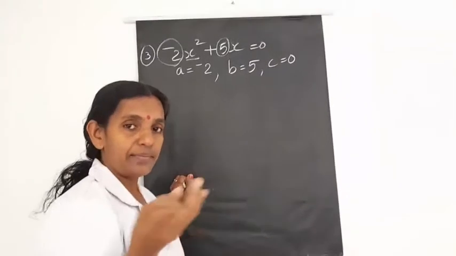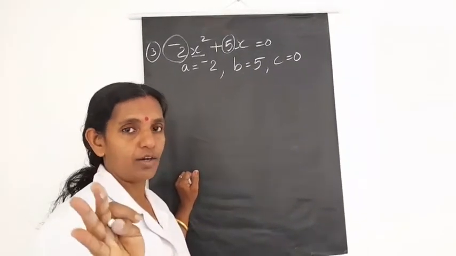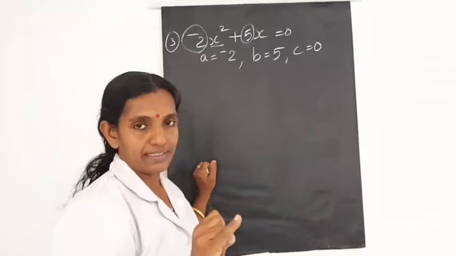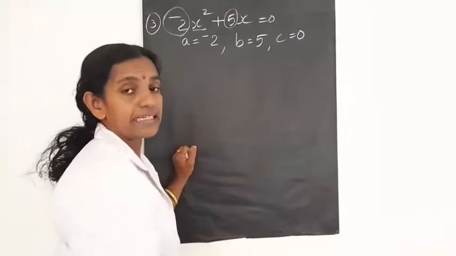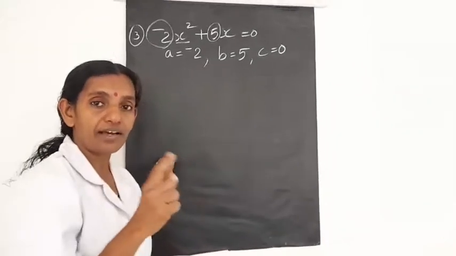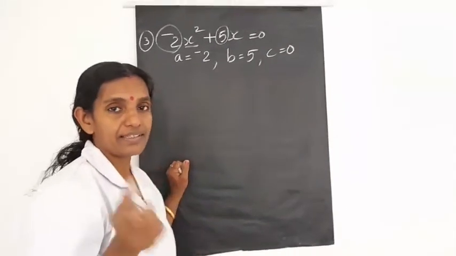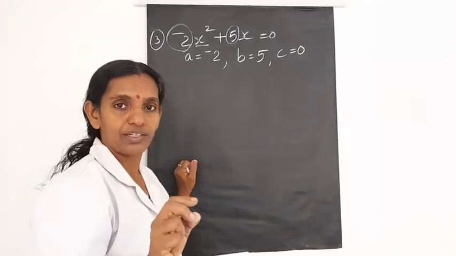Okay. So a, b, c. These three coefficients, a cannot be 0. So the other two can be. In this equation, c is 0. And in the previous example, we have seen that b, the second term, is missing. Okay, b equal to 0.